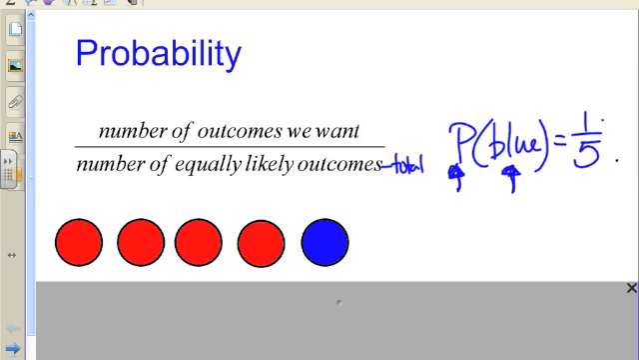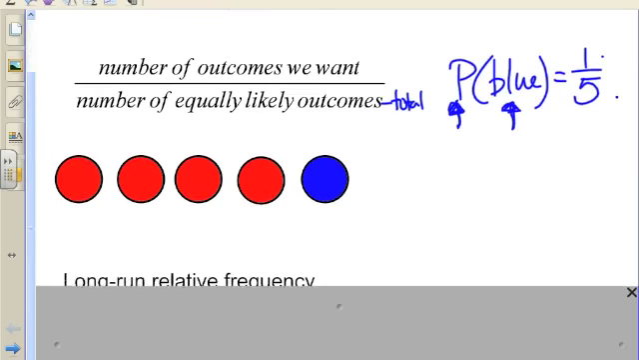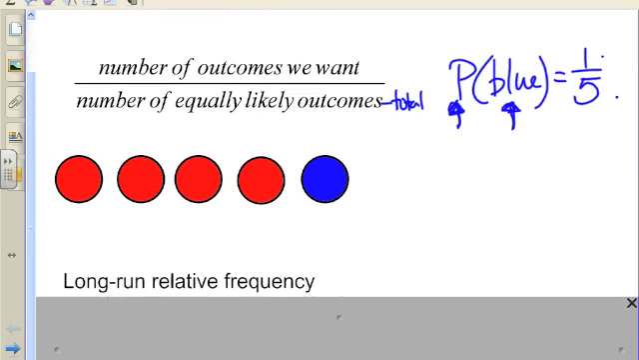But a more technical definition that you're going to see in your textbook is that probability is a long-run relative frequency. Long-run meaning if we do lots of trials. Relative frequency, thinking back to Unit 1, was like a percentage or a fraction. So what do we see over the long run?